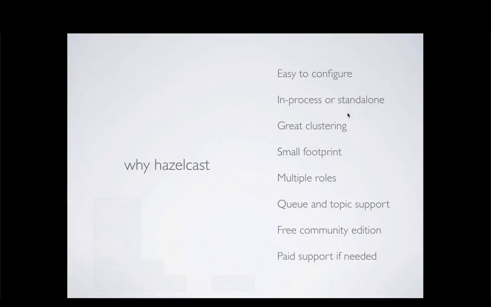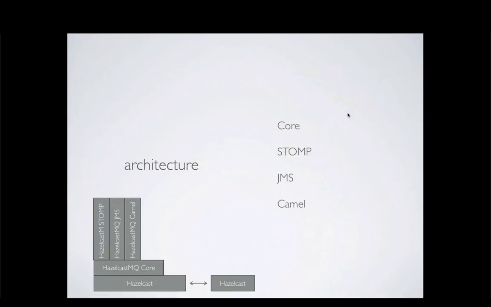All right, so let's jump into the architecture of HazelcastMQ. First of all, it's split into multiple components. You have the core component, and layered on top of that there's Stomp, JMS, and Camel, and we'll go through them one by one and explain what each one does. The goal is that with this architecture, I can continue to add more components and integrations as needed.